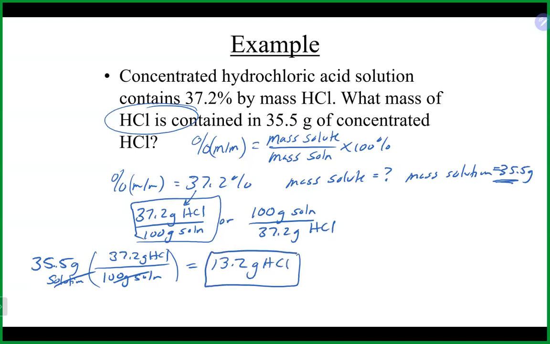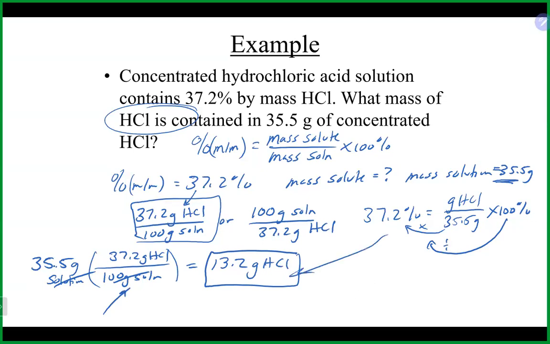That is pretty much the same as if you plugged it into the equation, where you went 37.2% equals grams of HCl divided by 35.5 grams times 100%. You would multiply this to the other side and then divide by 100, which is pretty much what we did over here. So it gets you obviously the same answer. You could plug it into the formula, or you could use the percentage as a conversion factor and do more of a dimensional analysis approach. Any questions on any of those?